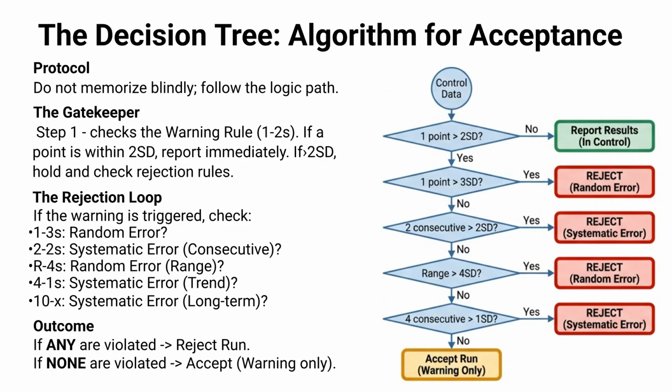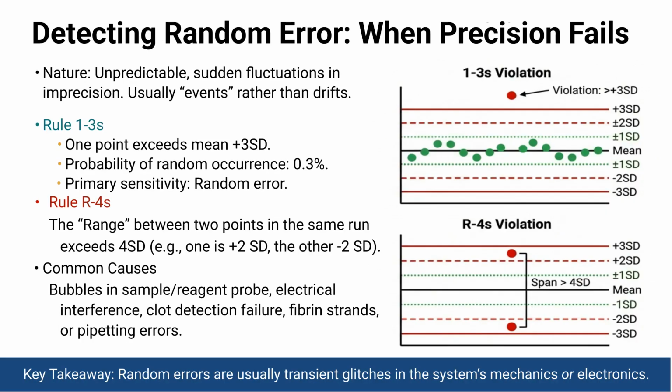If the warning is triggered, we check the rejection loop rules: 1-3s, 2-2s, R4s, 4-1s, and 10x. If any rejection rule is violated, reject the run. Random errors are unpredictable, sudden fluctuations, often transient glitches. The 1-3S rule catches a single point beyond 3SD, and the R4s rule checks the range between 2 points exceeding 4SD. Causes include bubbles or pipetting errors.